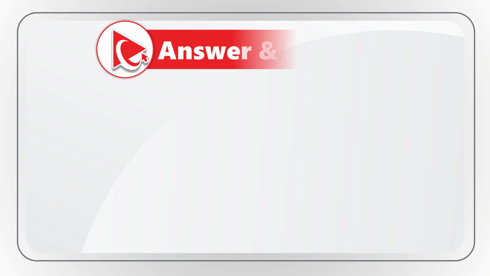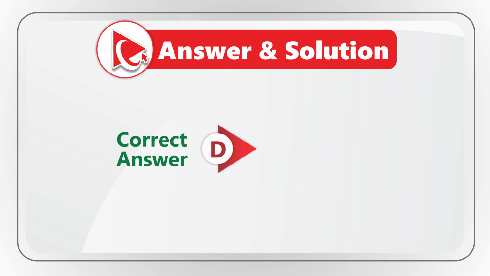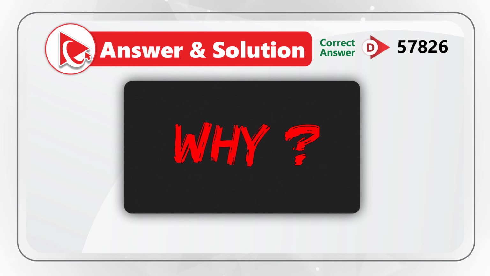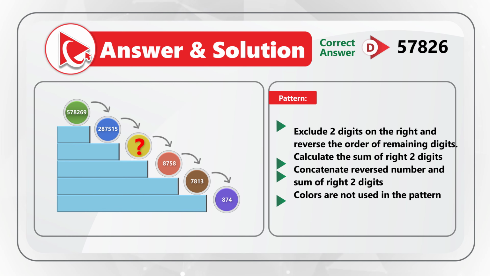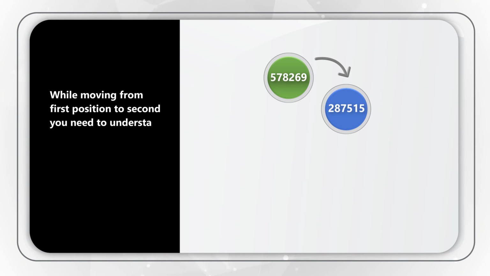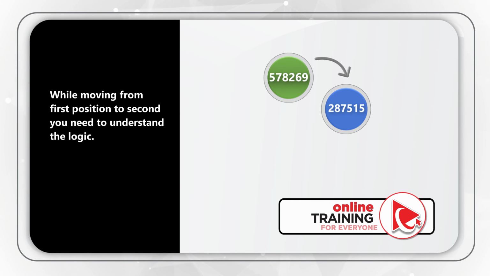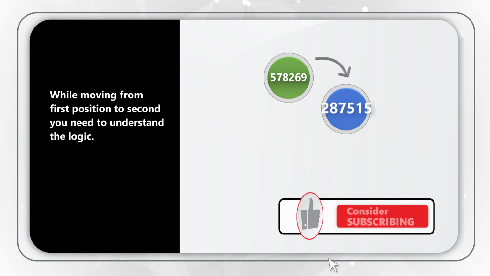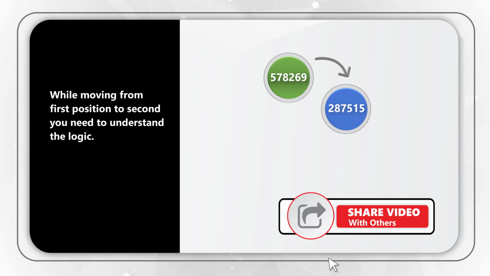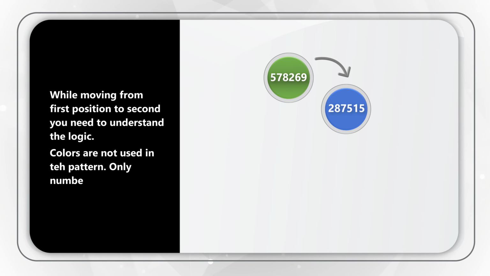I believe the correct answer here is choice D, 57,826. To understand why, let's look at the pattern. As the ball rolls from the first position to the second, and we transform from digits 5, 7, 8, 2, 6, 9 to digits 2, 8, 7, 5, 1, 5, we need to understand the logic. As you might have suspected, the colors are not used in the pattern, and they're there just to deceive you. Only numbers are important.